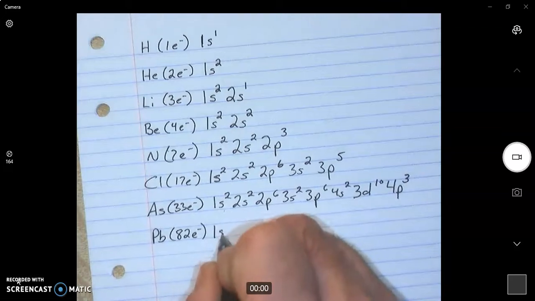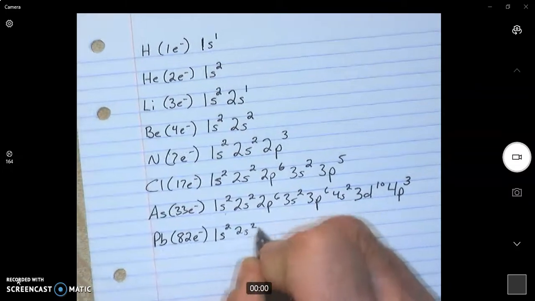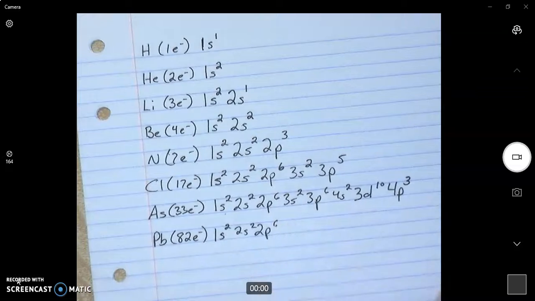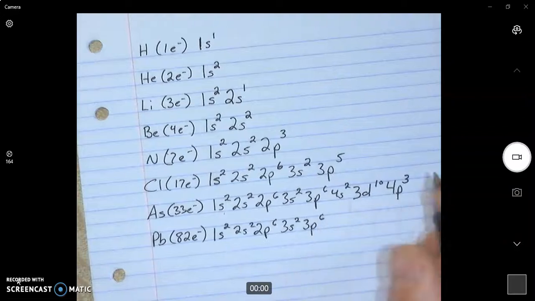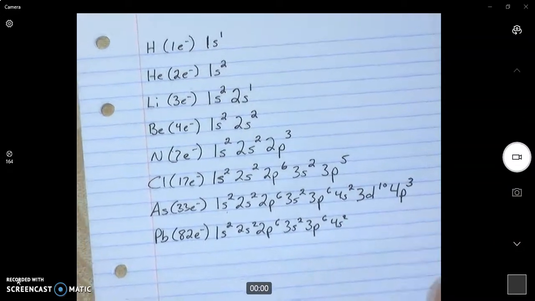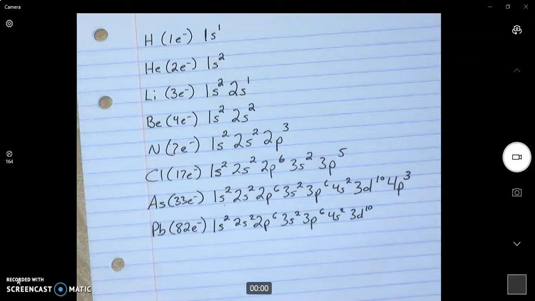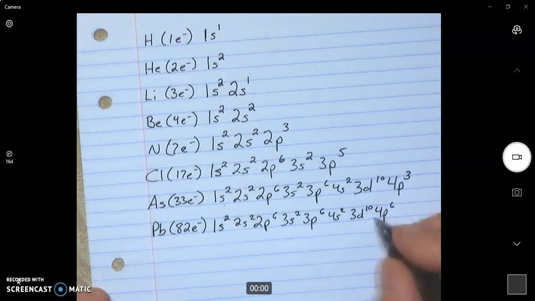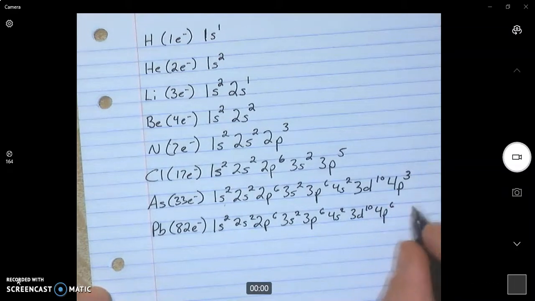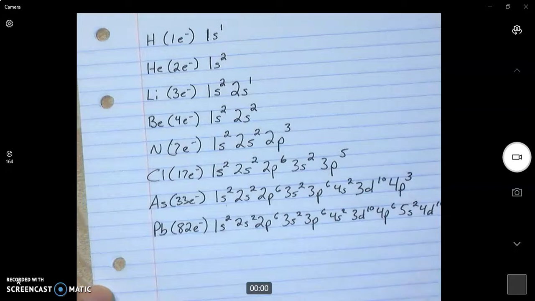So 1s2, 2s2, 2p6, that gets us 10. 3s2, it's 12. 3p6, that's 18. 4s2, that's 20. 3d10 gets us to 30. 4p6 gets us to 36. After that we hit 5s2, 38. Then 4d10 gets us to 48. 5p6 takes us to 54.